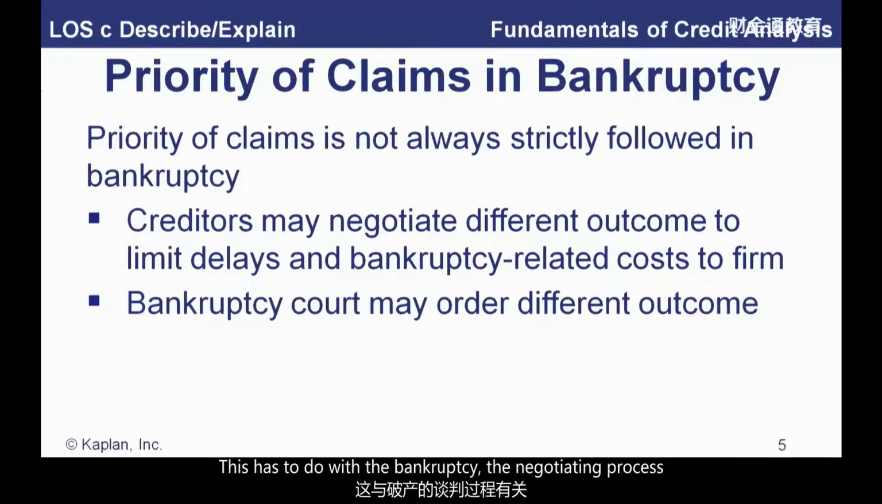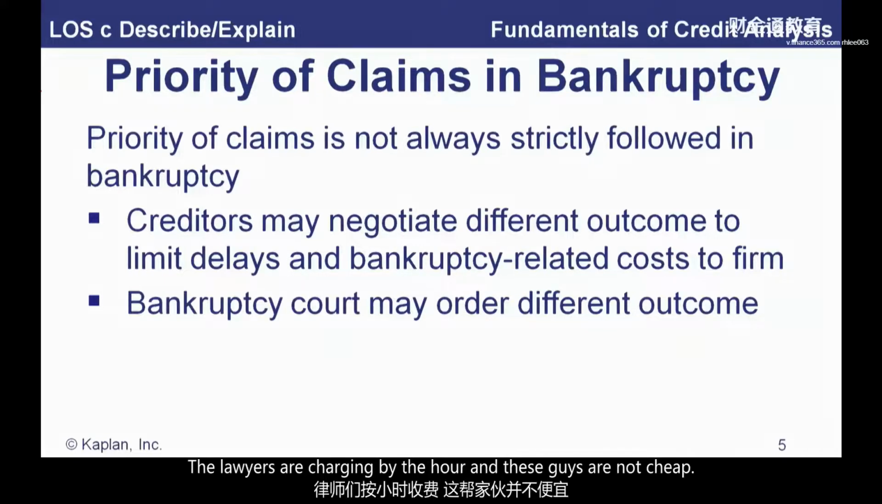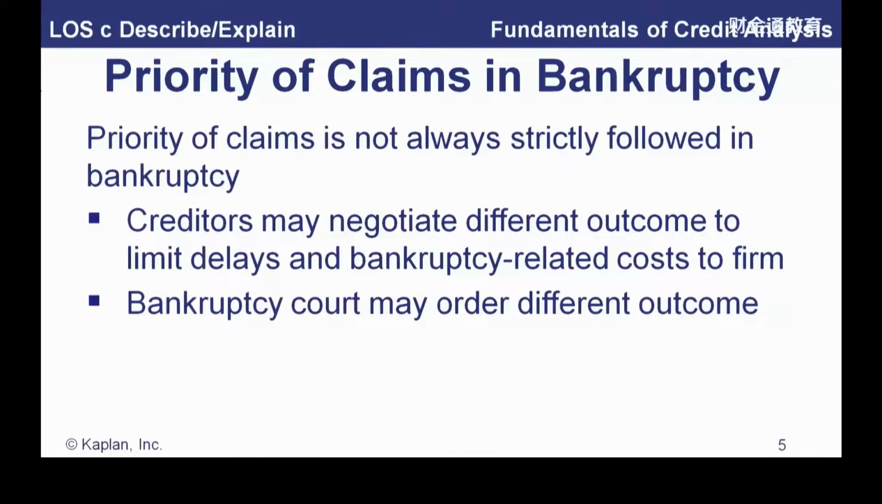Now creditors, and this has to do with the bankruptcy process and the negotiating process and whether they want to get it done and how rapidly they want to get it done and how deeply involved the parties want to be in the negotiations and a lot of things like that. So the outcomes are not always predictable based on strict priority of claims. So the creditors may negotiate a different outcome to limit delays and bankruptcy-related costs. Of course, the longer it drags on, the lawyers are charging by the hour, and these guys are not cheap.